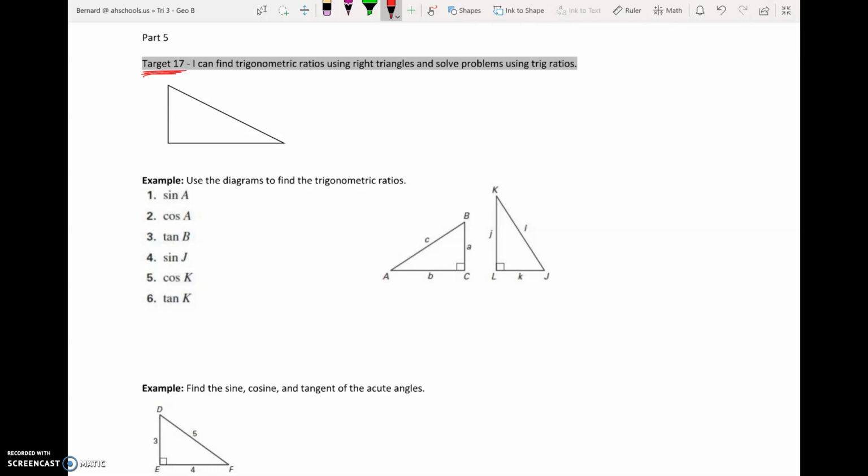Again, every single triangle in existence actually has relationships between all three side lengths. They're just not as easily memorizable. However, that's where trigonometry comes into play.